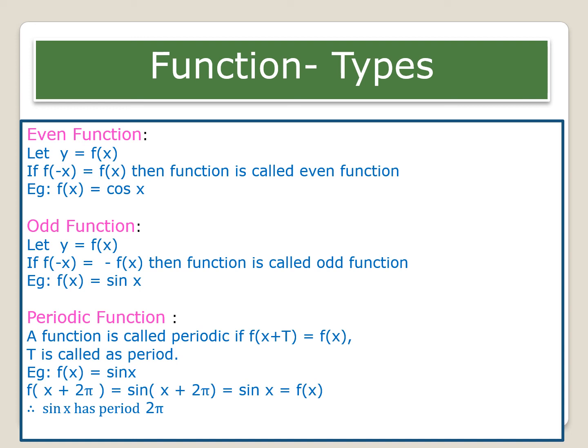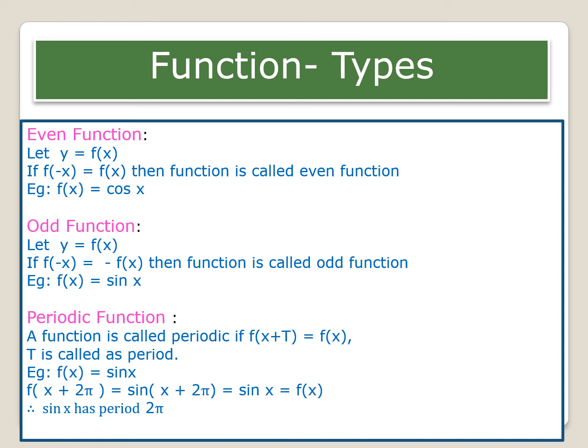Then odd function. Let y be a function of x. If f of minus x is equal to minus f of x, then the function is called an odd function. Example, f of x equal to sin x. We know that sin of minus x is equal to minus sin x. That is, f of minus x is equal to minus f of x. So this is an example of odd function.